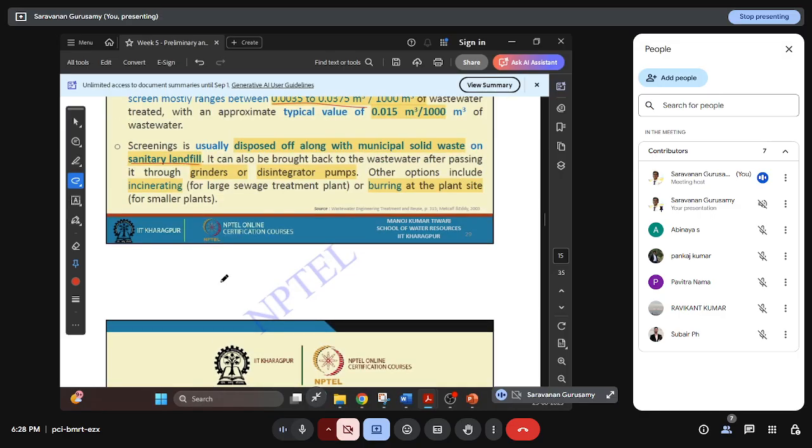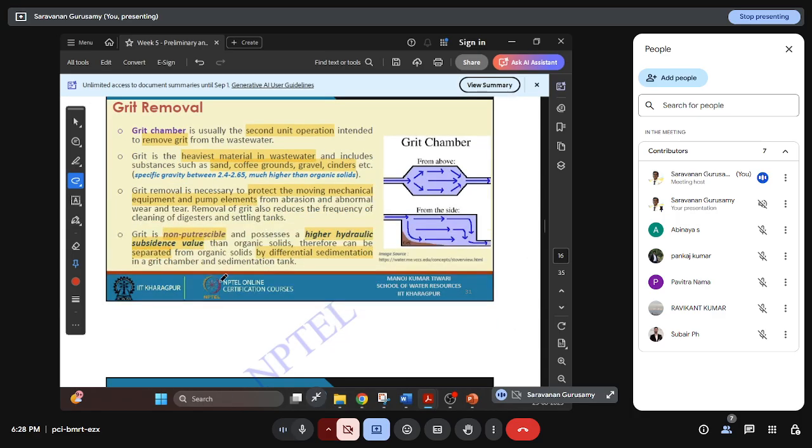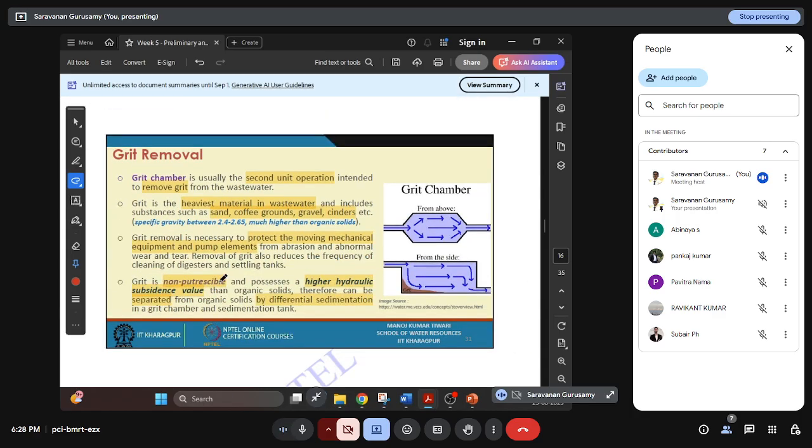If you have a grinder, you can grind it, and you can also do incineration, but only if the water content is low. Then what can we do? The next process is the grit chamber. So first the water passes through the screen, and larger particles are removed. Then it passes through the grinder, where the smaller particles are ground again into even smaller particles, kind of grits.